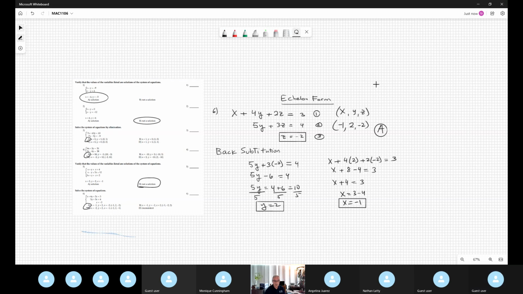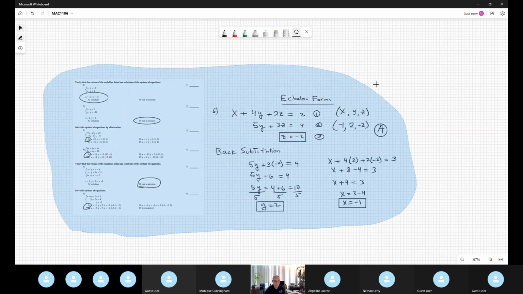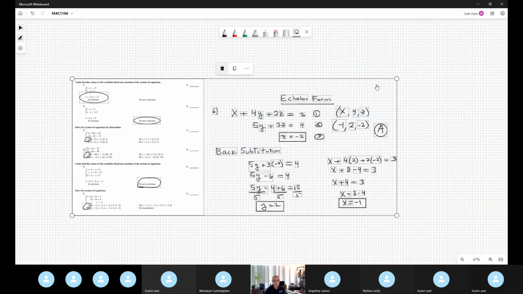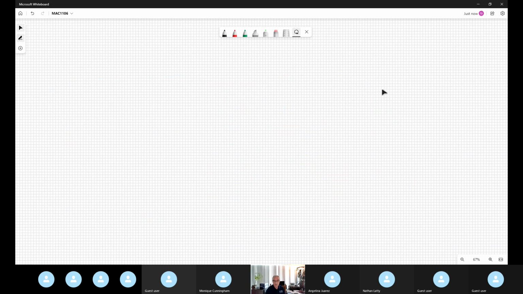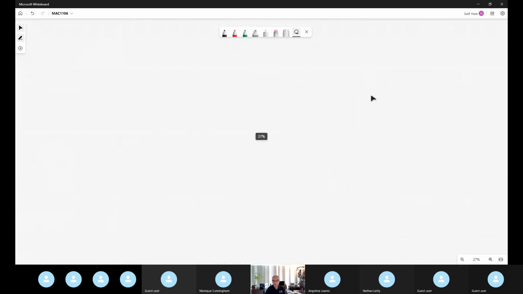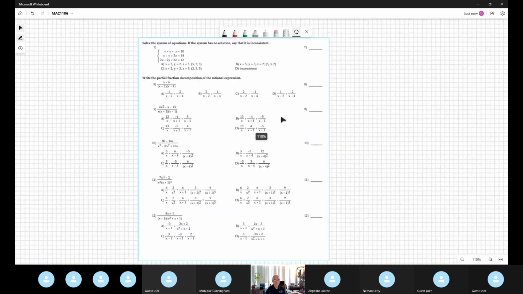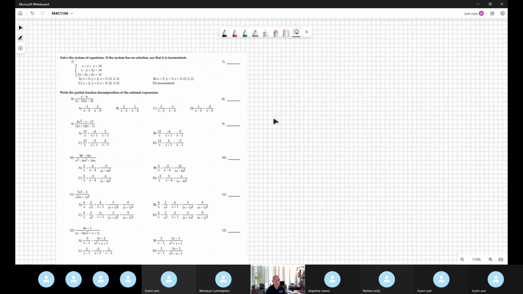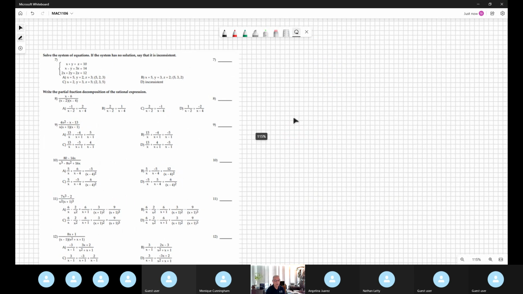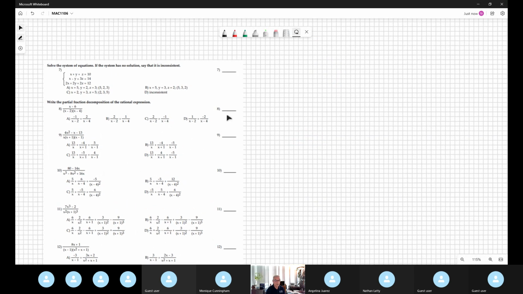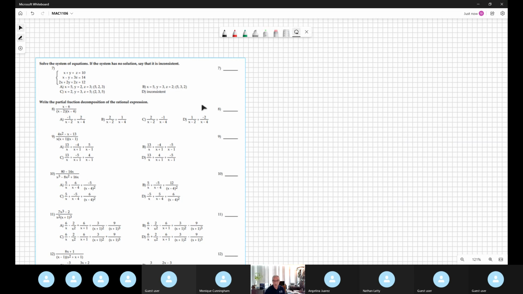Let me erase totally. Let's move to the second page. This is the second page. Make it zoom. This is a little bit weird. Question 7 is a little bit weird. Similar questions you can see in the test guide, and there is no secret.